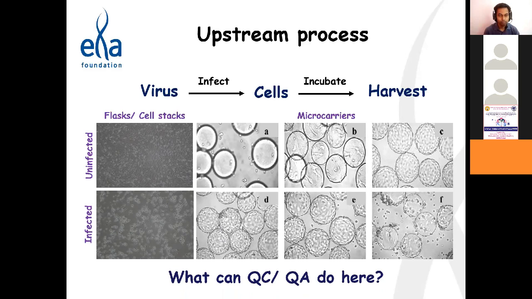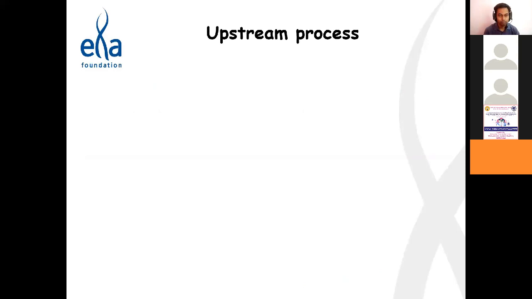But the question is, you probably can think of this, what can QC and QA do here? So there are a lot of things that can be done here. They can check for sterility. They can check whether the beads that were received have a COA for that. So a lot of things can be done here by QA and QC. So coming to the next part, upstream process.